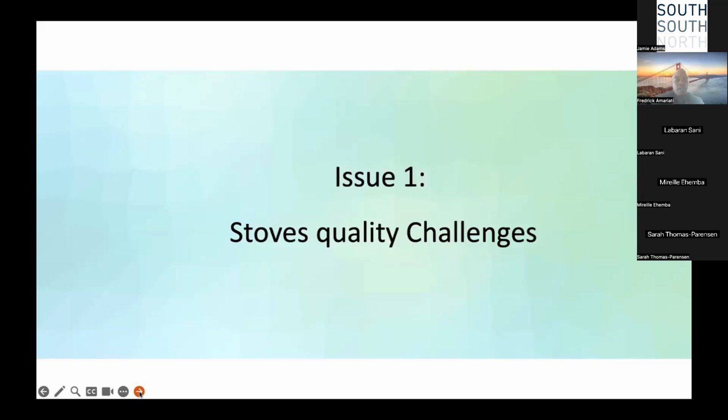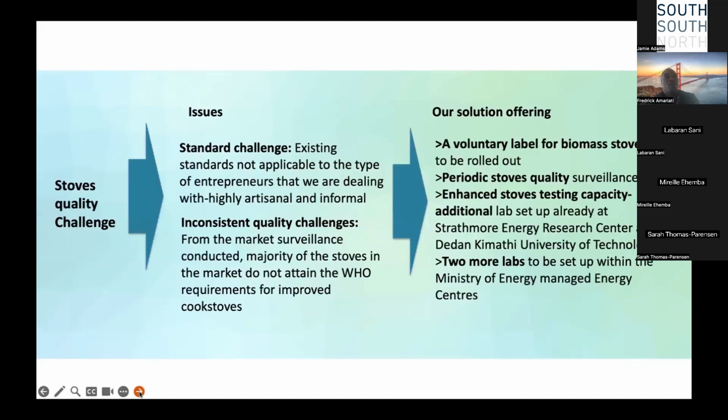So among the issues that we're dealing with, even as we support our entrepreneurs, is issues around the quality of the stoves that we are dealing with. Next slide. When we talk about quality, we talk about the stoves that are in the market or been pushed into the market. And I think for us, these are not all the issues. The 2 main issues that came up were issues of standards. So we do have standards in the country, but the majority of them cannot be met by most of our entrepreneurs. And the other issue is inconsistency in the quality of what we have in the market. So one of the things we've done is a market surveillance of the stoves in the market.